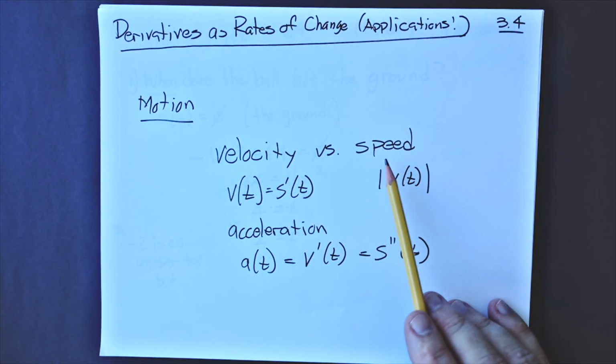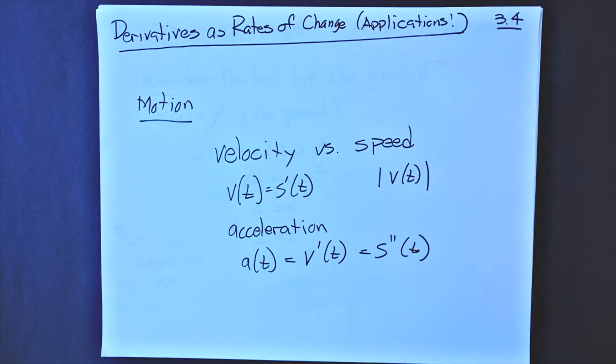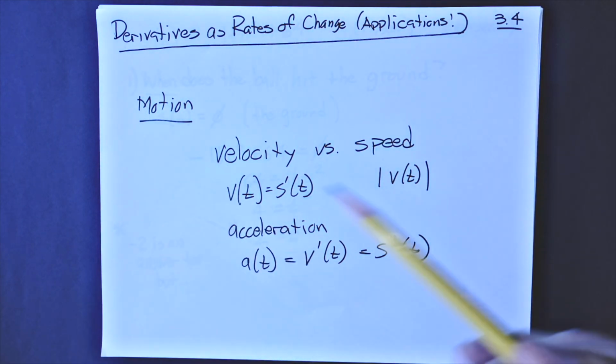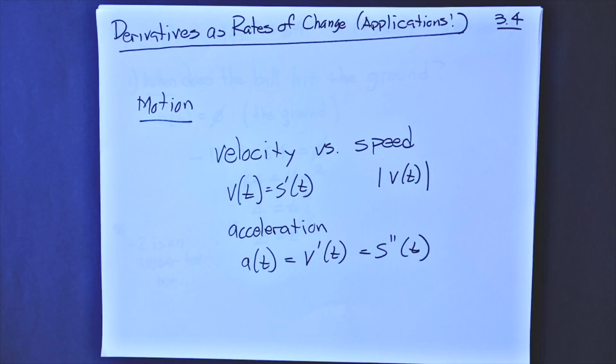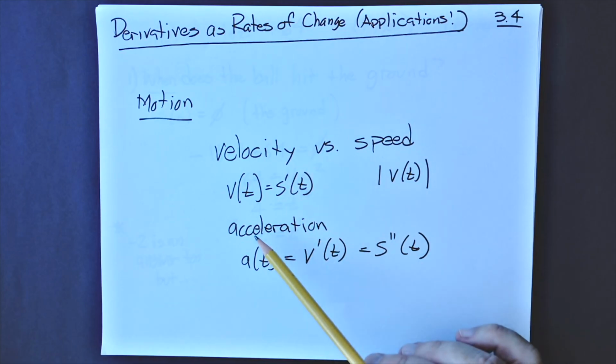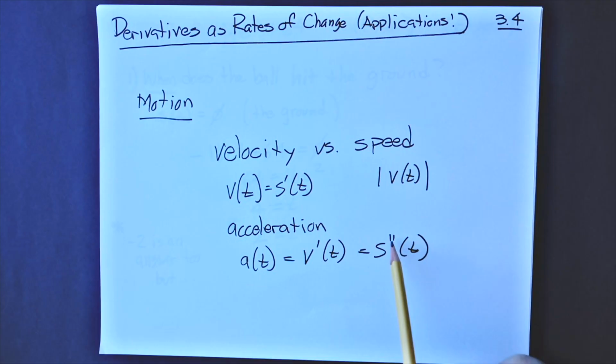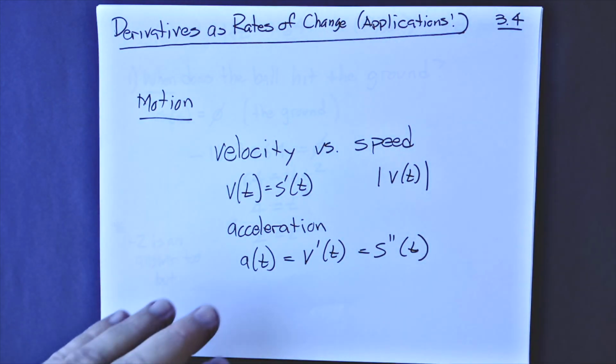And just reminding us that speed is the absolute value of velocity. So velocity has a direction. It can be positive or negative. Speed is just the absolute value of that. So we don't say negative speed. And then acceleration is also linked in here. Acceleration is the derivative of the velocity function, or the second derivative. We use that little double prime indication there of the position function.